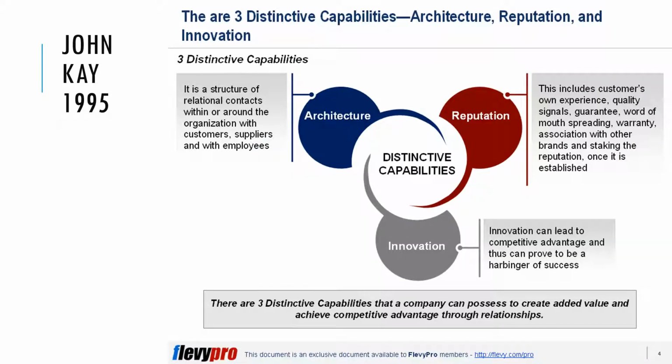Now, in terms of business theory, distinctive capabilities is a theory attributed to John Kay in 1995. And he said that there are three categories of distinctive capabilities: architecture, reputation, and innovation. So let's make sure we write these three down. The first one is architecture. Well, what does the word architecture mean? It's to do with design.